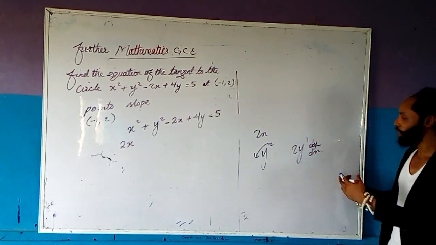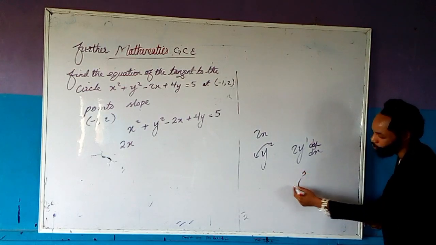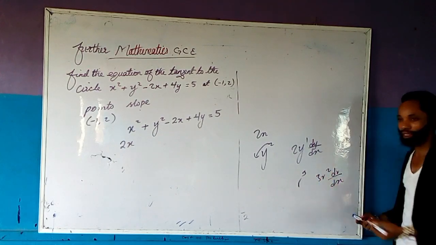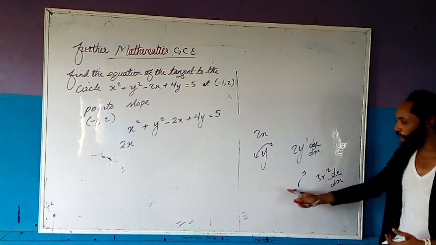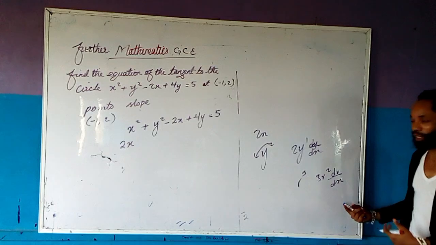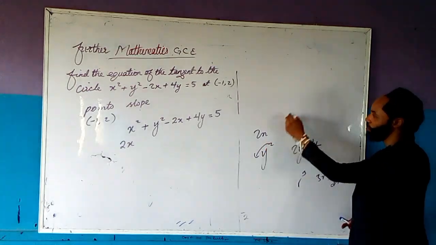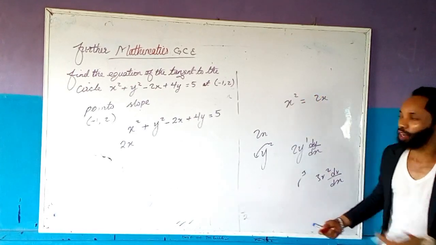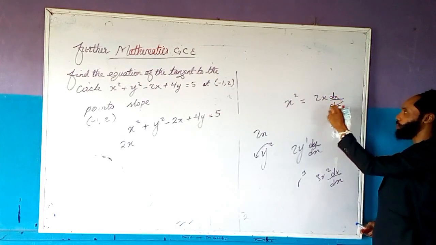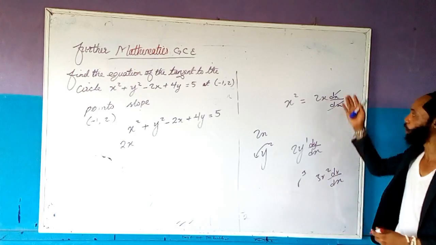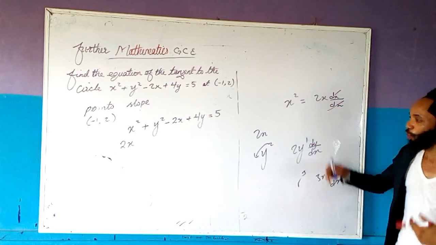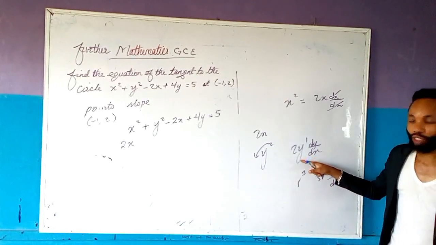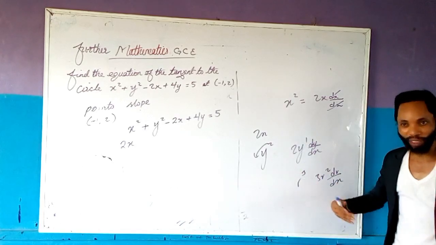If you are differentiating r cubed, you get 3r squared dr/dx, because we are differentiating r with respect to x. But if you are differentiating x, let's say x squared, you get 2x. Why is there no dx/dx? Because the x cancels out, so there is no point putting it. But for every other variable you want to introduce, you want to keep the dy/dx there.